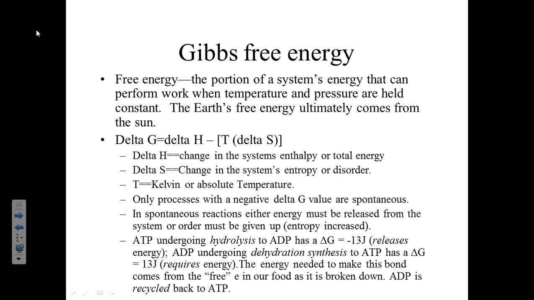Now there's an equation that goes along with this idea of Gibbs free energy. And here's that equation. I'll write it in symbols up here. Delta G, that's Gibbs free energy. He's the guy who figured it out, Gibbs. Delta G is equal to delta H minus T times delta S. And again, there are whole classes on Gibbs free energy in college. You don't need to go there. We're going to keep it simple.